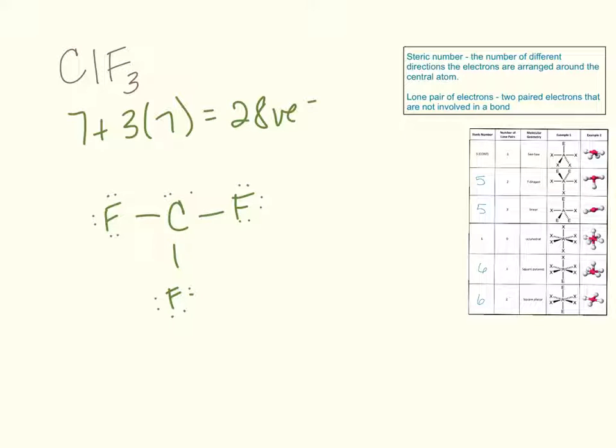Oh, I made that a carbon. That needs to be a chlorine. Okay, so chlorine is in the third period, so it can go past the octet rule, so this is fine. For the steric number for chlorine, I'm going to have 1, 2, 3, 4, 5. And then for the number of lone pairs, there will be 2.